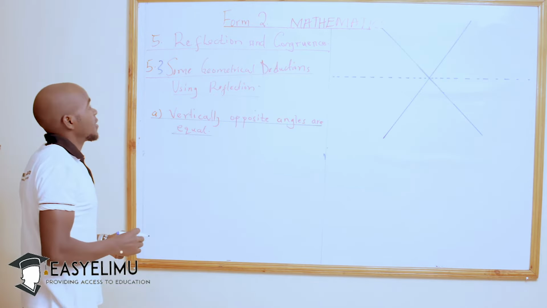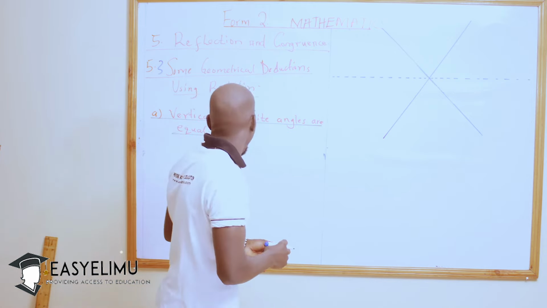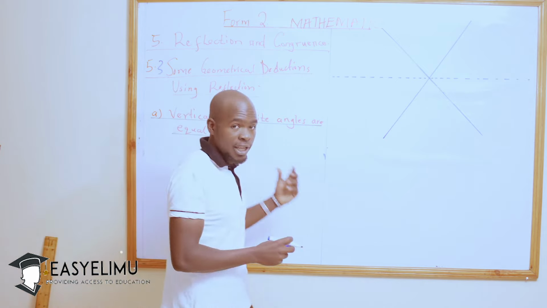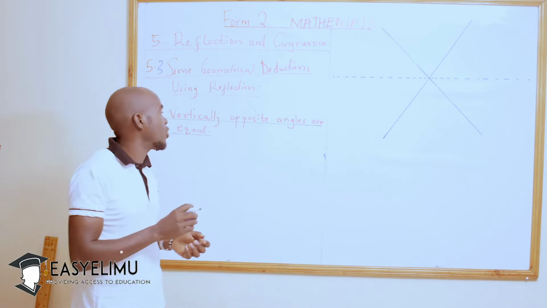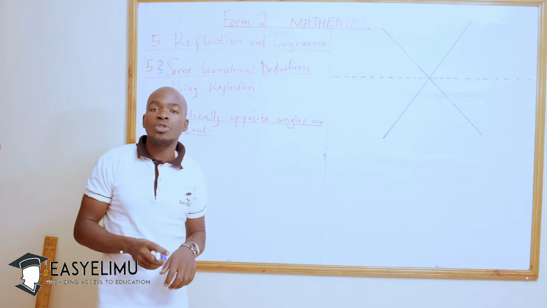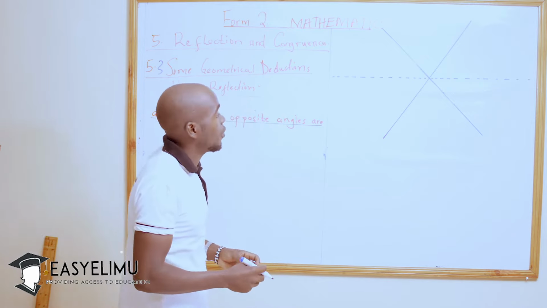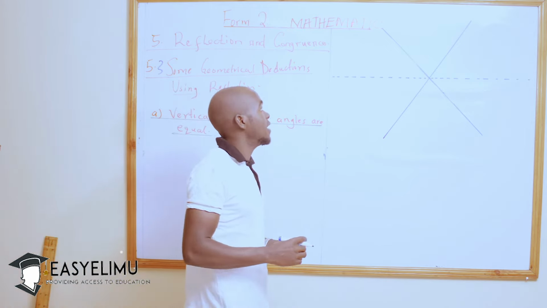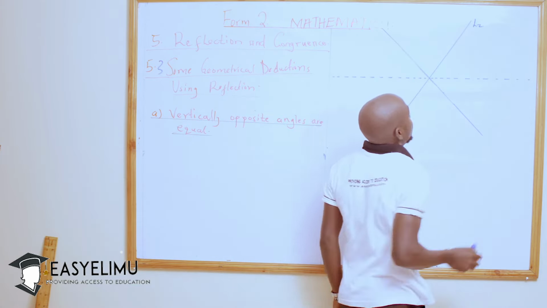We are going to learn about some geometrical deductions using reflection, and the first area we are going to consider is that vertically opposite angles are equal. We need to use reflection to show that vertically opposite angles are always equal in geometrical construction. For example, I have here two lines intersecting each other. This is line L1 and this one is L2.